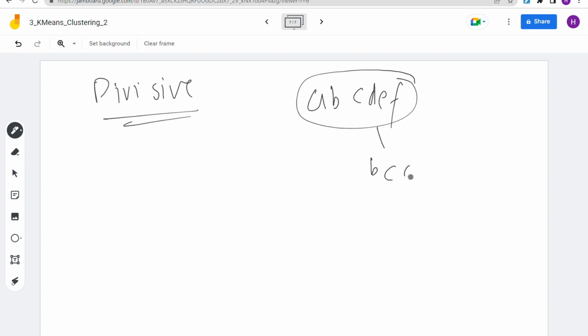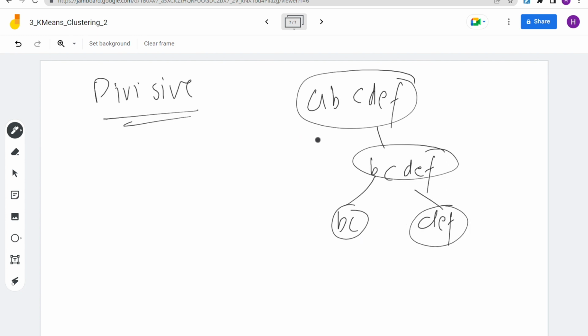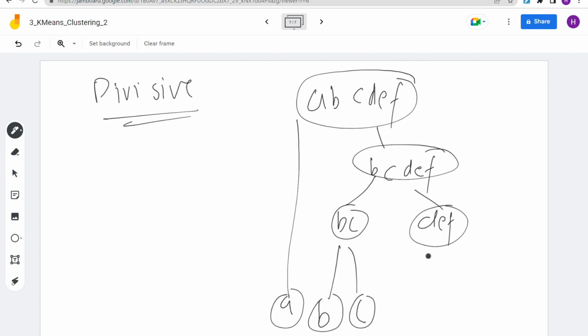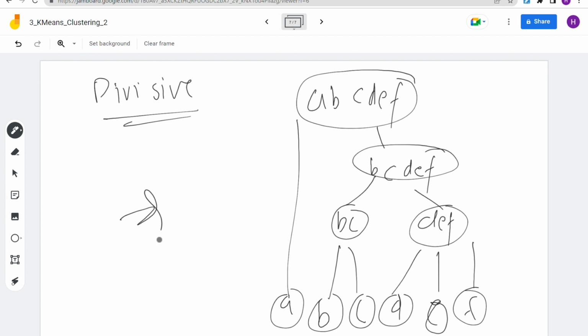Let's say you divide it into B, C, D, E, F, and here you have B, C, here you have D, E, F, here you have again A from here, B from here, C from here, and D, E, and F from here. So this is what is called divisive clustering. So I think that's pretty much about divisive.